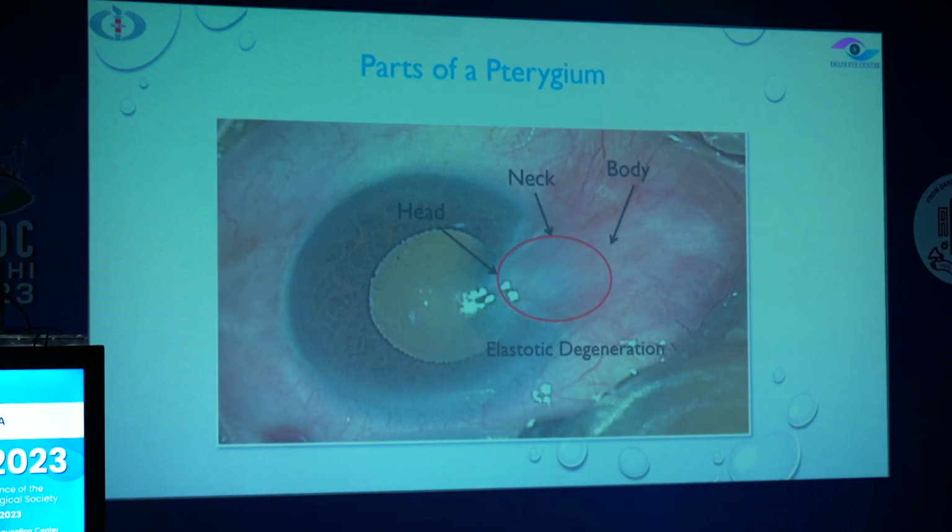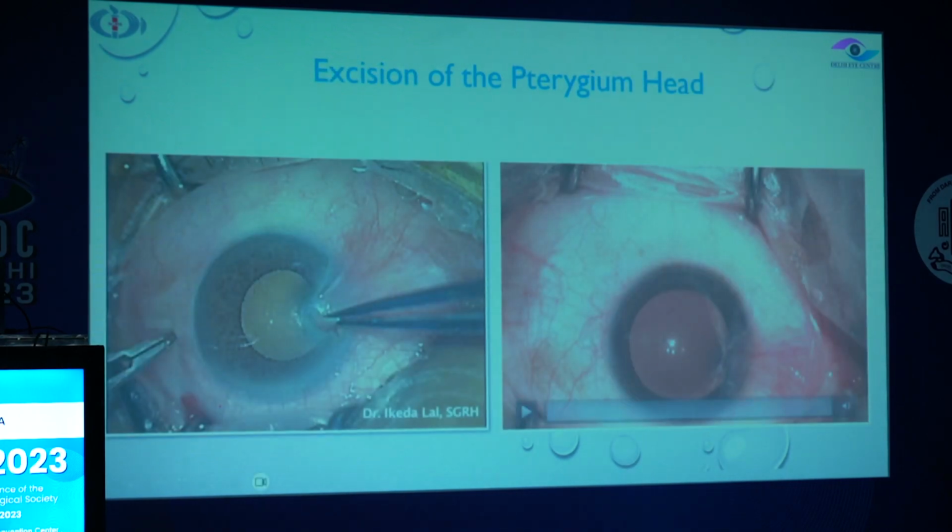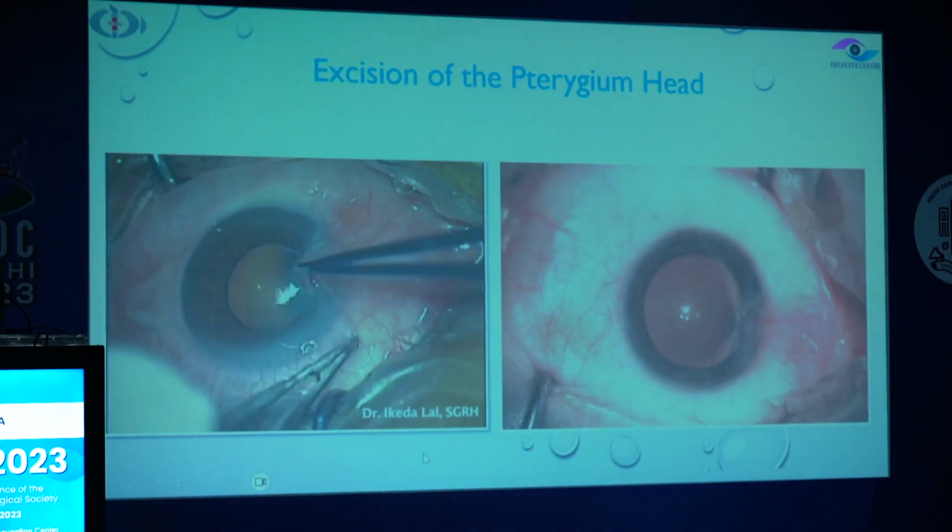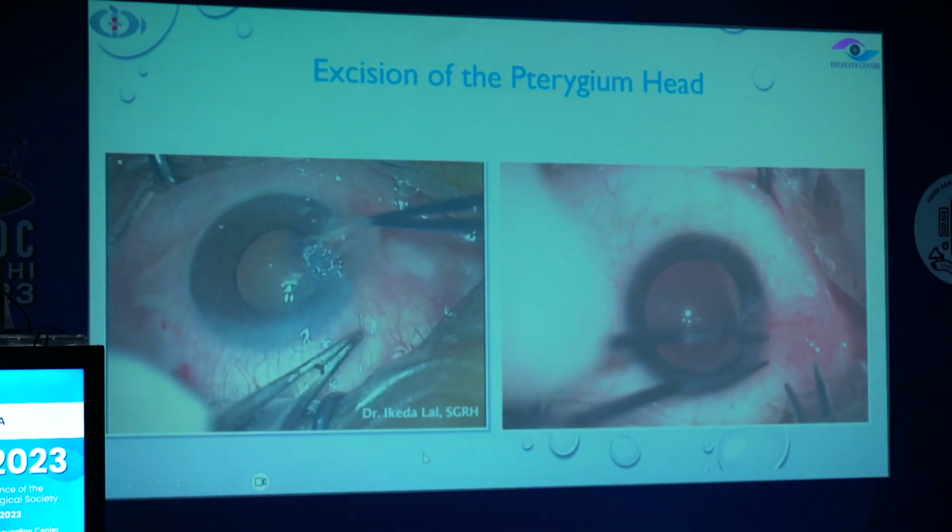And understanding this helps us in surgery, because essentially what we are going to do is excise the head of the pterygium and strip it off from the corneal surface, and then remove all of this degenerated conjunctiva, and then put a conjunctival autograft on the bare sclera that's created. So now I'm going to start with excision of the head of the pterygium, and I'm going to demonstrate this by two different videos here.